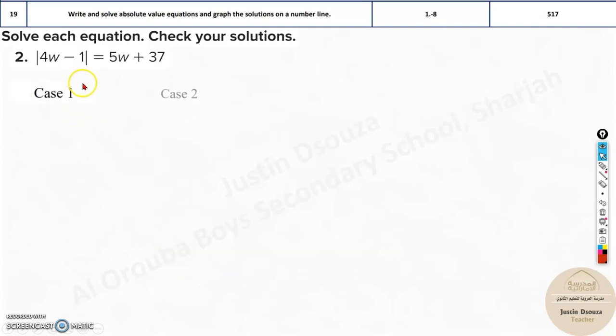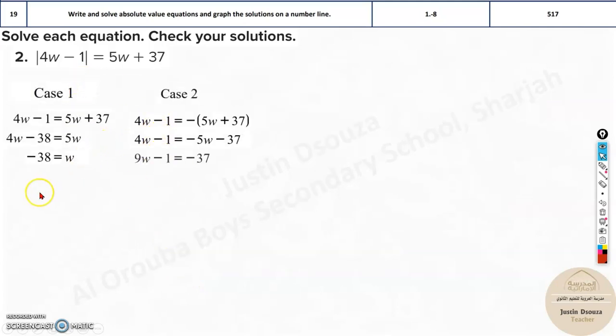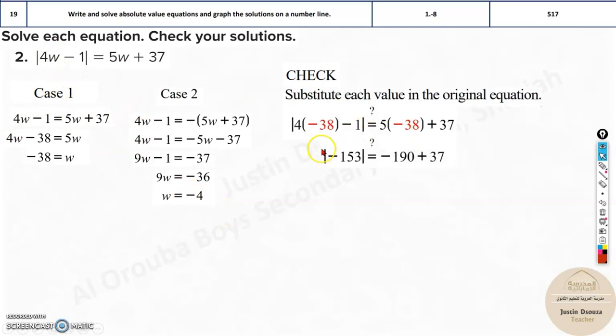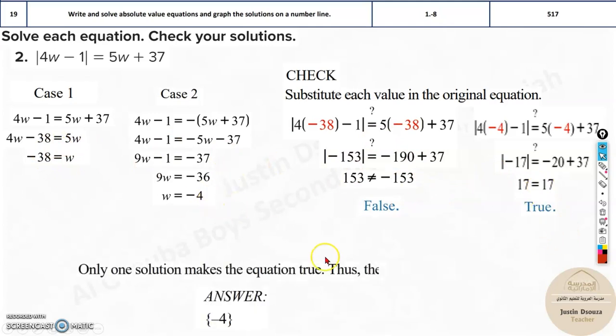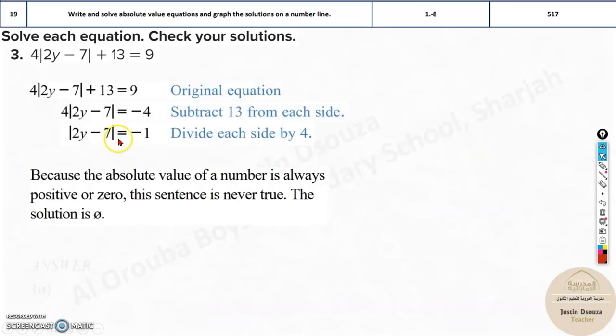Same way you can try the others over here. Case 1, case 2, simplify and solve it. You will get two answers. Now you need to substitute over here and check. Okay, the first one is false, so negative 38 is wrong. And the next one was true. So it is only minus 4. The answer is only minus 4. That is it. So please do this method. It is the same method; it continues everywhere. I will show you all the answers.